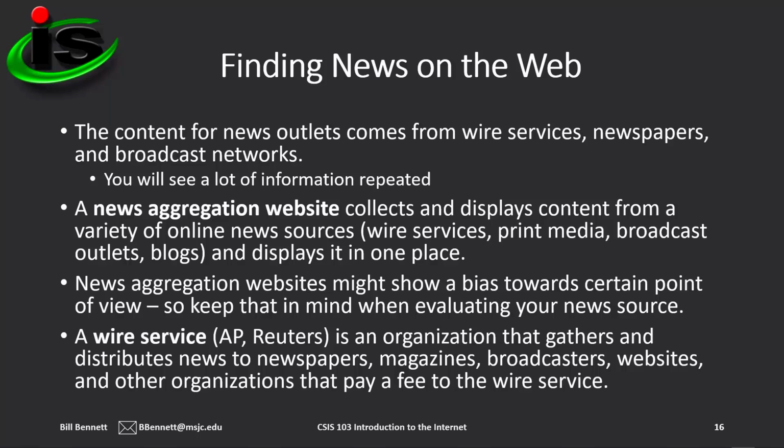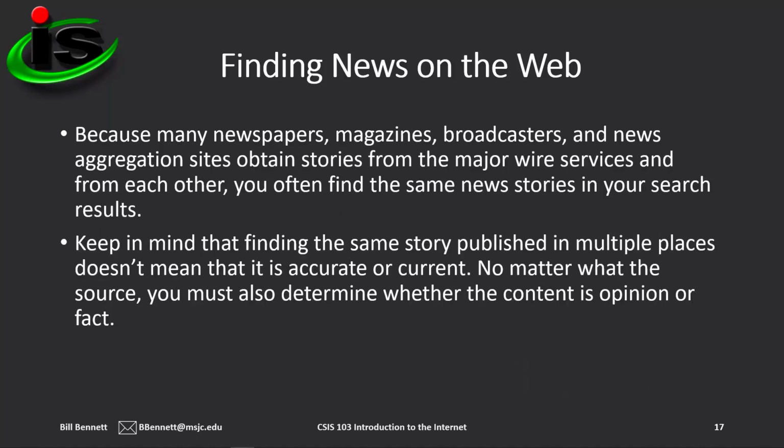News aggregation websites might show a bias towards a certain point of view, so keep that in mind when evaluating your news source. A wire service like AP or Reuters is an organization that gathers and distributes news to newspapers, magazines, broadcasters, websites, and other organizations that pay a fee to that wire service. Because many newspapers, magazines, broadcasters, and news aggregation sites obtain their stories from the major wire services and from each other, you often find the same news stories in your search results. Keep in mind that finding the same story published in multiple places doesn't mean that it is accurate or current. No matter what the source, you must also determine whether the content is opinion or fact.